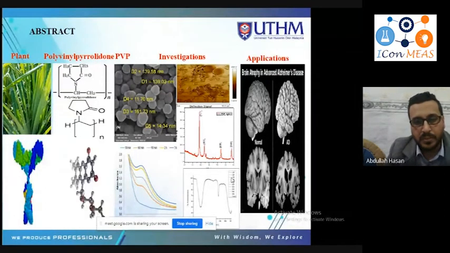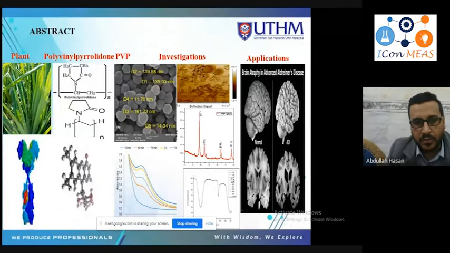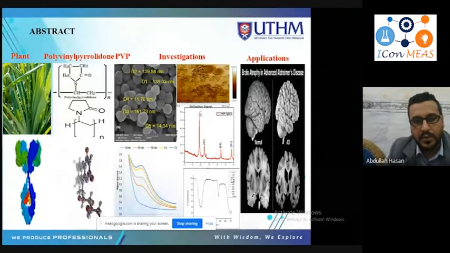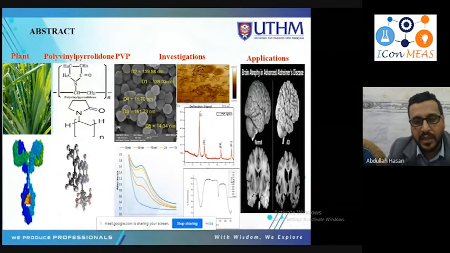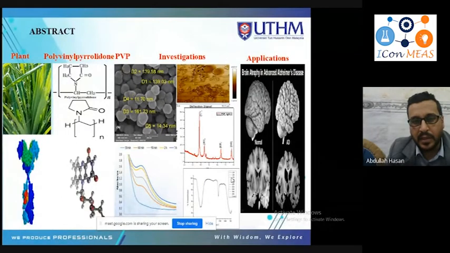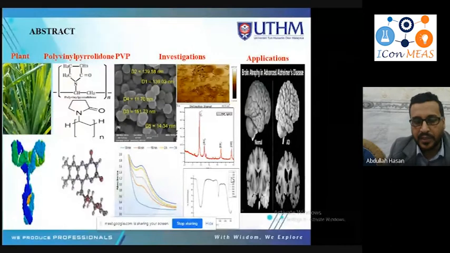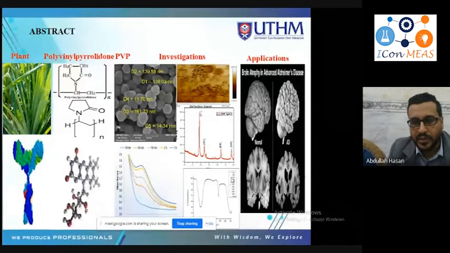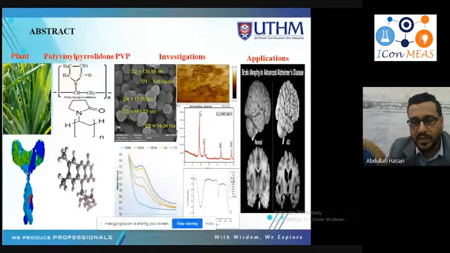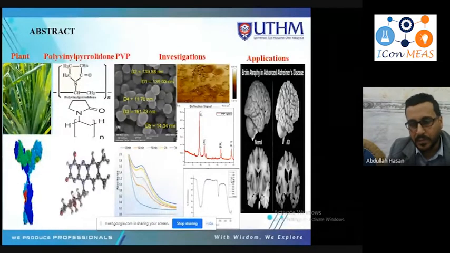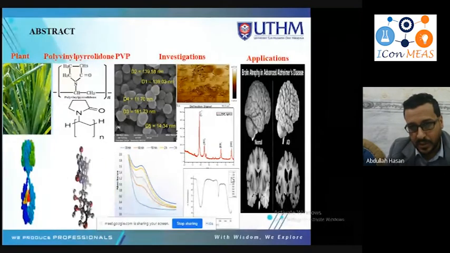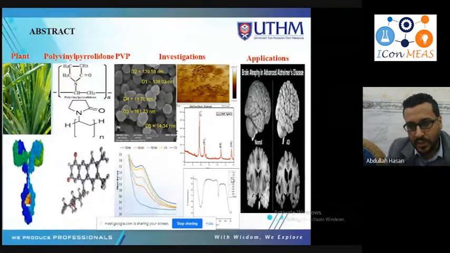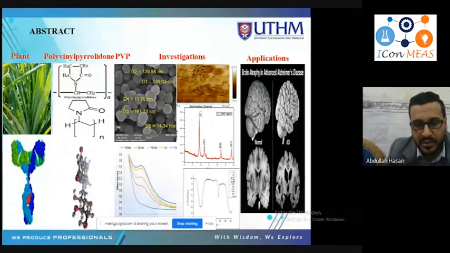We will investigate all these concentrations which we prepared in this work, 5 concentrations from 100 to 500 micro. Here we will investigate with FESEM, AFM, FTIR, XRD, and UV-Vis. After that we will see the application, which is biological applications. Here we will talk about the anticholinesterase, related to Alzheimer's disease.